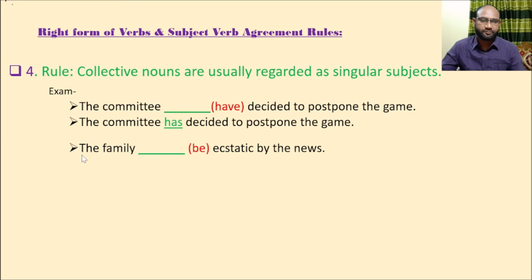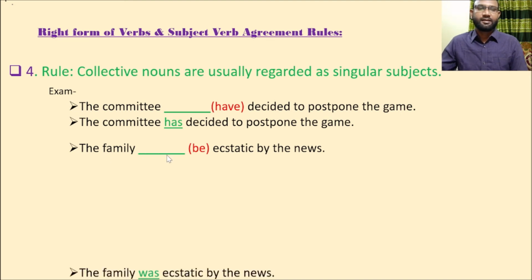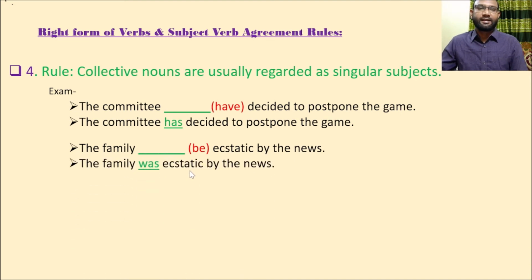Next one. The family dash be ecstatic by the news. The family here is a collective noun, and so we'll use here a singular form of verb, because collective nouns are usually regarded as singular subjects. And so: the family was ecstatic by the news.